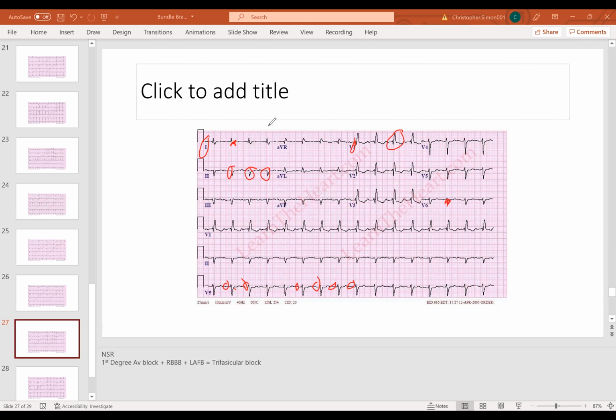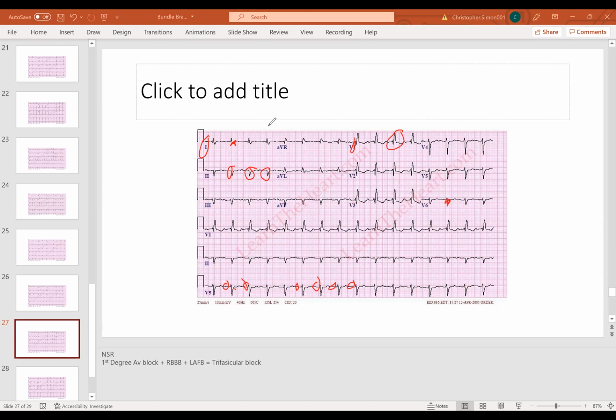So what the heck is a trifascicular block? Well, a trifascicular block is a combination of 3 things: a first degree AV block, a right bundle branch block, and then either a left anterior or left posterior fascicular block. So I'm sorry, left anterior fascicular block.